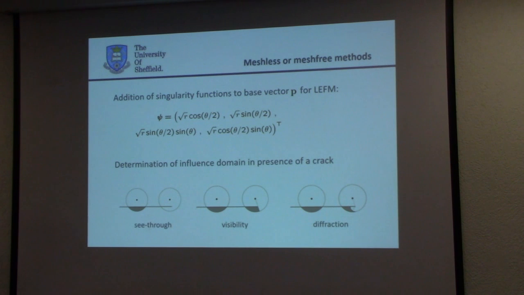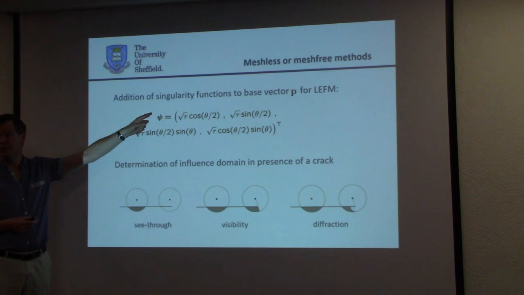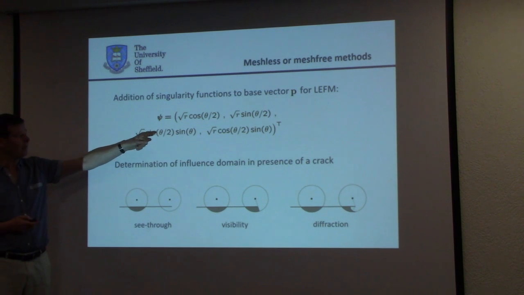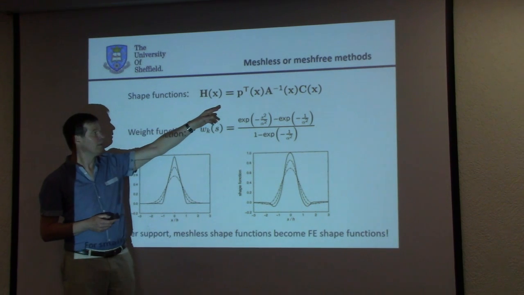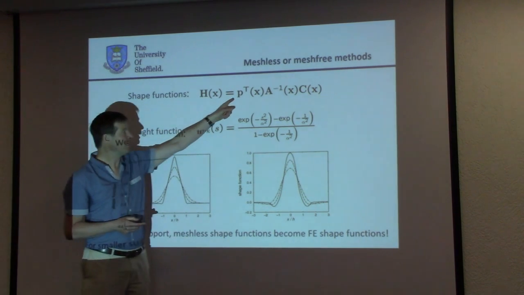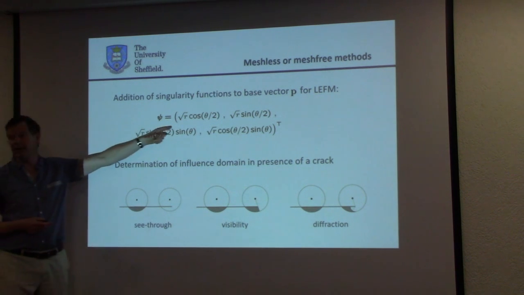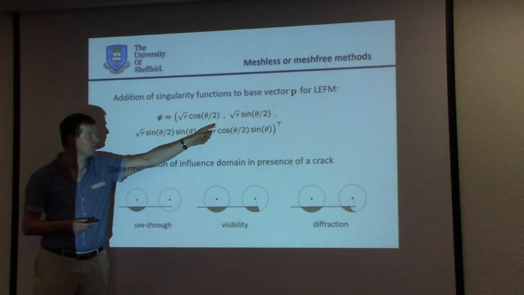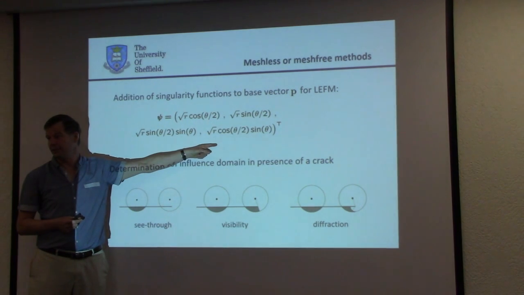Now, how do you cater for cracks here? That's also an interesting one. Originally, meshless methods were very much proposed as something where you can do easy remeshing, where you can easily propagate cracks, where you can also enormously easily add the singularity functions of linear elastic fracture mechanics to your base vector. In principle, we started with monomials, so 1, x, x squared, x cubed, and so on. But there is nothing against extending this p vector with singularity functions. So you just add the 4 independent singularity functions of linear elastic fracture mechanics. No problem.